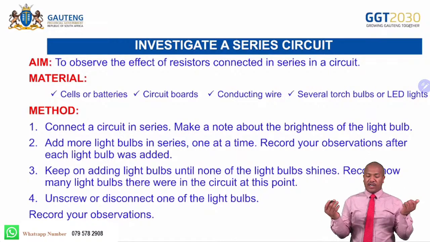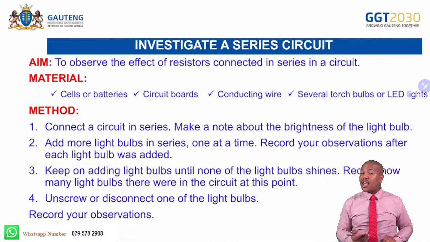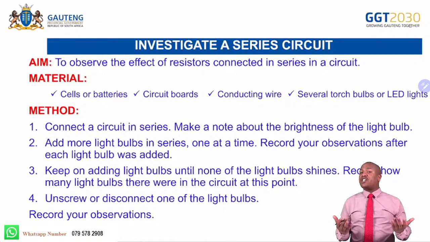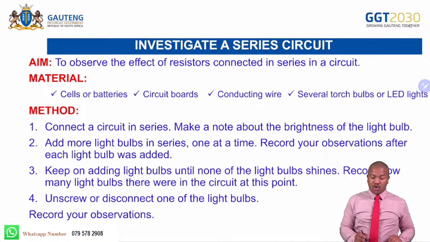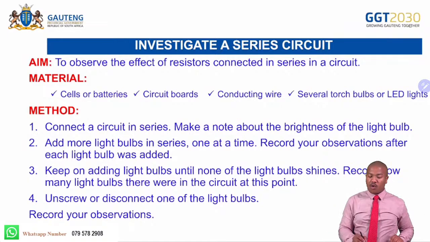What materials do we need? We need cells or batteries. We need a circuit board. We need a conducting wire. We need several light bulbs. And how are we going to do it? We're going to connect a circuit in series.